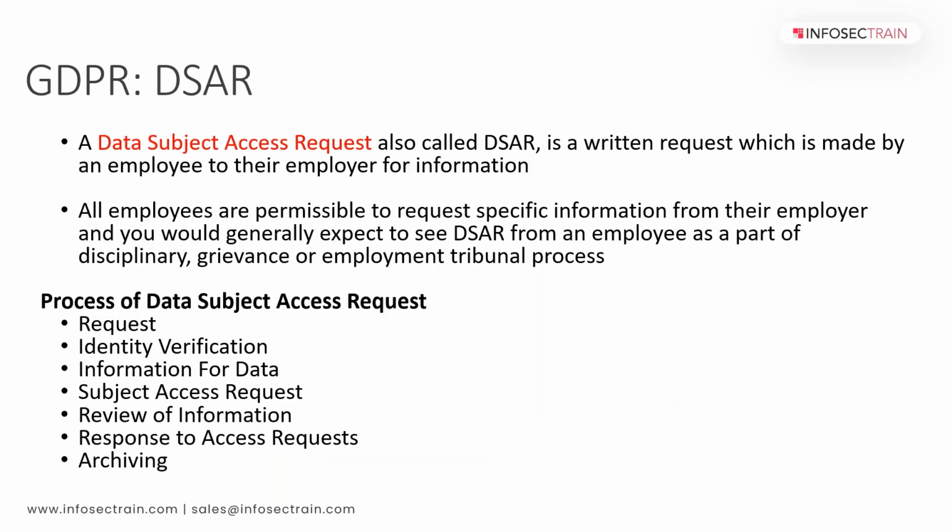Now GDPR, data subject access request, that we have already seen. So what are the types of access rights that we have? Same thing: request, identity verification, information for data subject access request, review of information, response to access request, and archiving. All these things are going to be processes that are related to data subject access. The request is going to come from the data subject, the individual. You're going to do identity verification, then information, same thing that we have already seen. That is what is called a data subject access request. This is the workflow that is there for responding to the requests that are coming from data subjects.